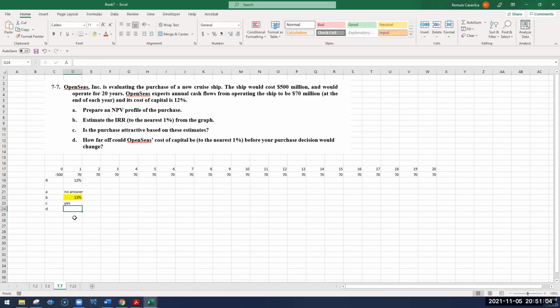And D, also, they tell you how far off the cost of capital is. So how far is the difference between these two? Which is 1%. It's actually less than that. It's 0.72, but you will type 1%. It says to round it up.